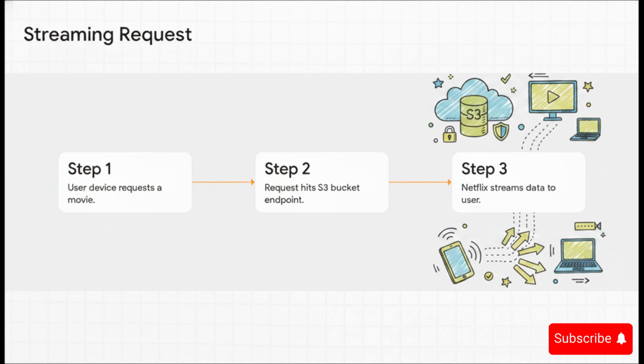Let's map this out using Netflix. So, step 1, you're on your couch, use your device to request a movie. Step 2, that request shoots through the network and knocks on the specific endpoint where that video file is stored, like an S3 bucket. Then in step 3, the storage endpoint safely packages that massive data file, fires it back to your TV, and your movie starts streaming. Securing that specific storage endpoint means guaranteeing that only authorized users get to knock on that door and actually receive the data.